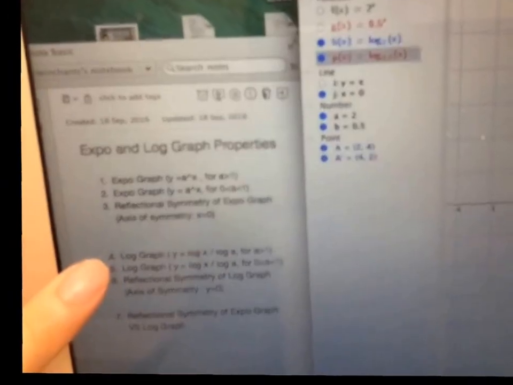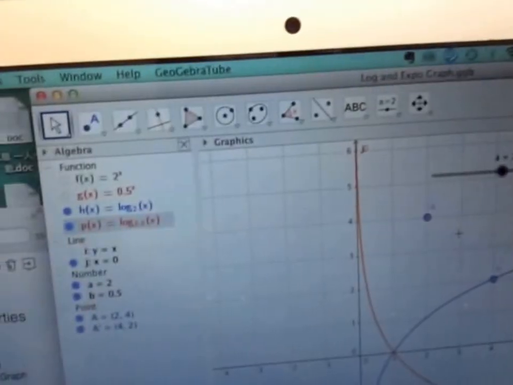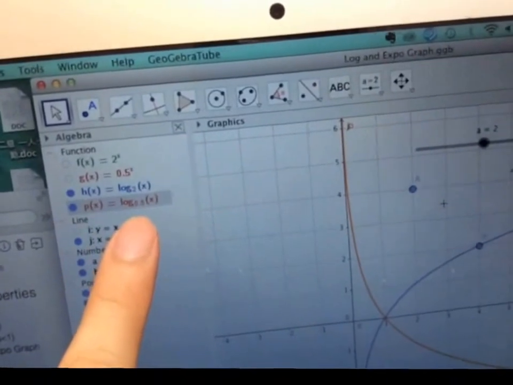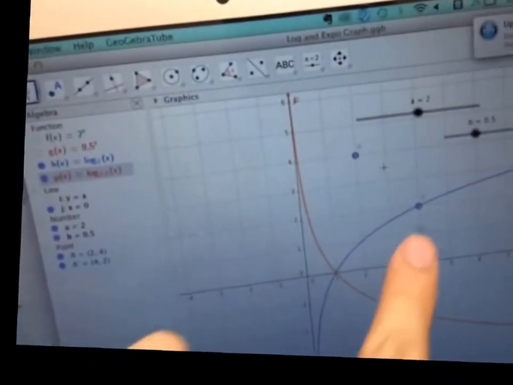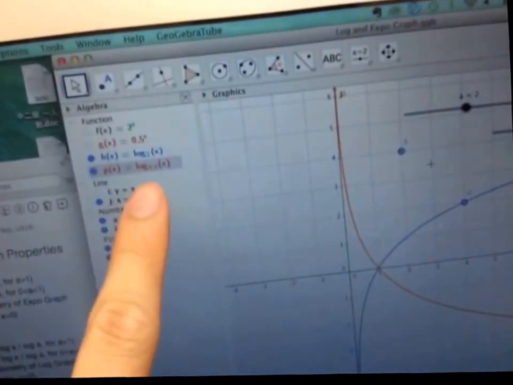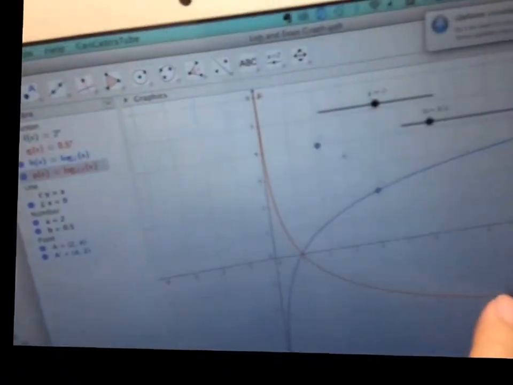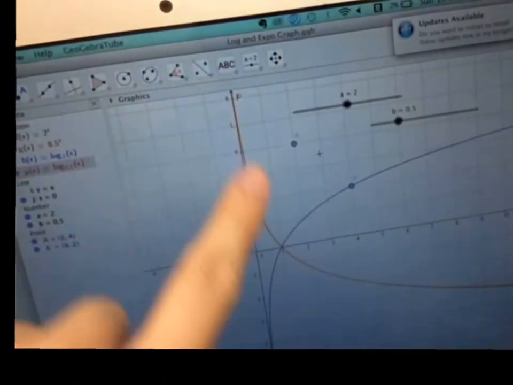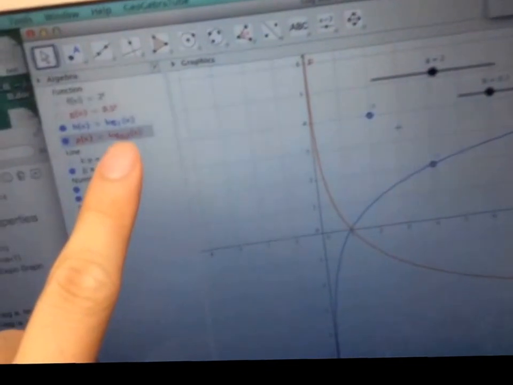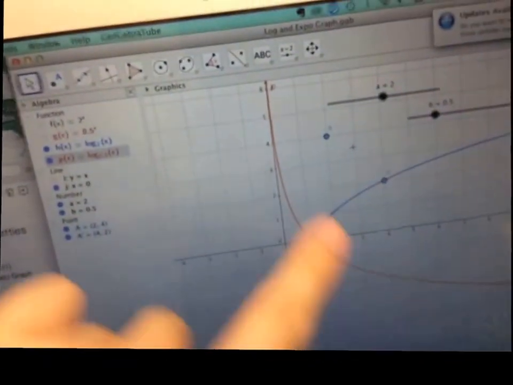And now it's go to 4 to 6 for the log graph. You see two log graphs. One is log base 2 of x, the blue one. One is log base 0.5 of x, this one. So this one, the base is 0.5, which is less than 1. It's between 0 and 1.